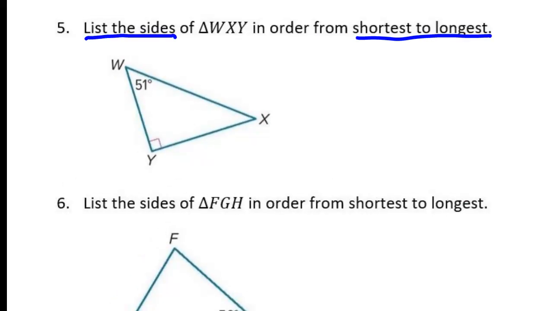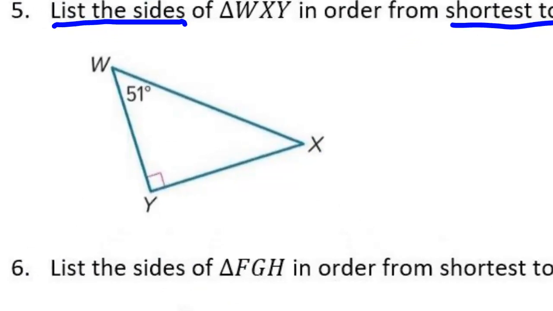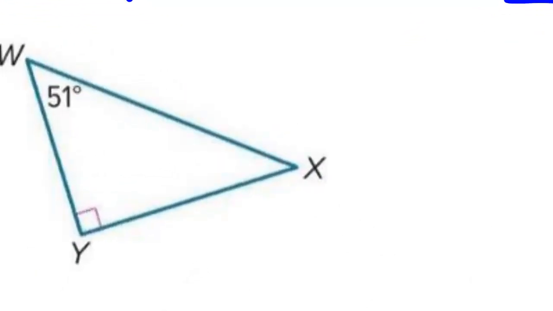So if I'm going to do this based on the angles, I need to know how big all three angles in the triangle are. Do I have that information here on number 5? Do I know all three angles? Do I have the ability to find all three angles? Yes, I know 2 of them, and I need to find angle X.